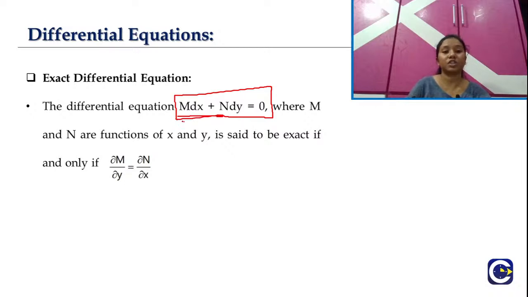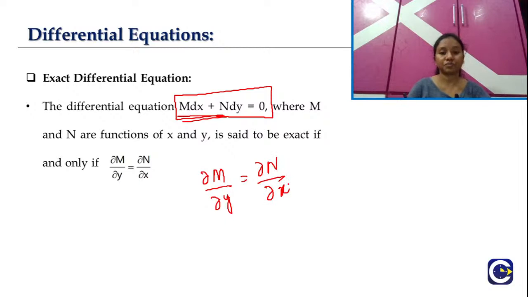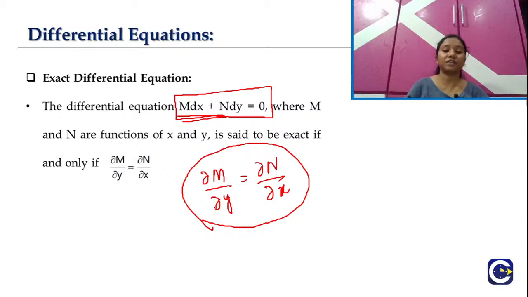Then this typical differential equation of the format M dx plus N dy is said to be an exact differential equation. And there is one more condition to satisfy, that is, dM by dy is equal to dN by dx. That means the partial differentiation of function M with respect to y should be equal to the partial differentiation of function N with respect to x. So if this is equal, then the differential equation M dx plus N dy equal to 0 is said to be an exact differential equation.